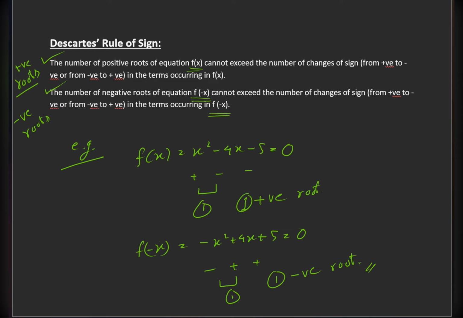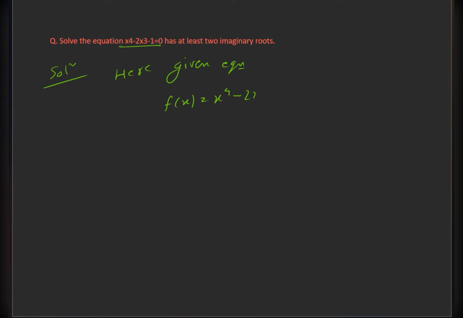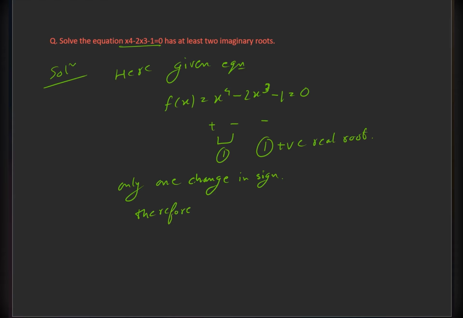So let us solve a problem. Here the given equation is x⁴ − 2x³ − 1 = 0, and the change of sign is 1. So one positive real root. So we can write only one change in sign. Therefore, it cannot have more than one positive root.